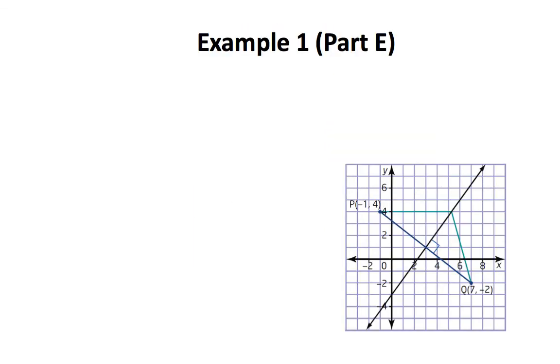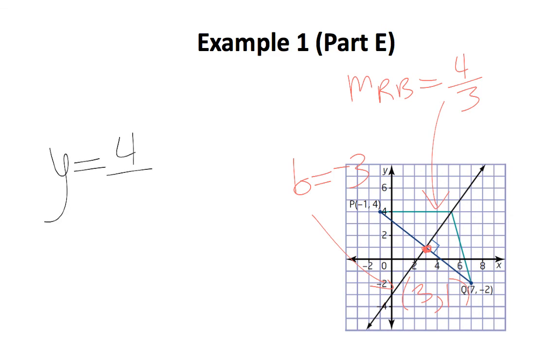Let's summarize all the information we just determined on our diagram. So again, the slope of the right bisector was determined to be 4/3. The midpoint of the line segment PQ was determined to be (3, 1). And the y-intercept of this line was determined to be -3. Therefore, we now have enough information to write the equation of this right bisector. y equals 4/3 x subtract 3.